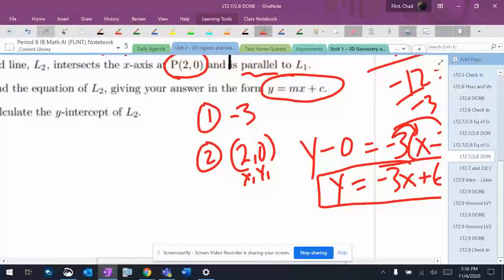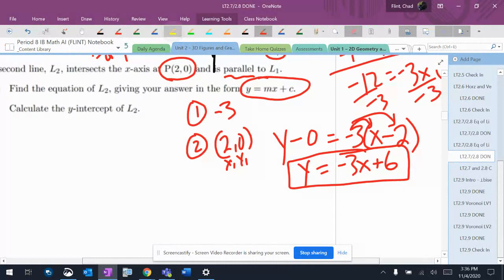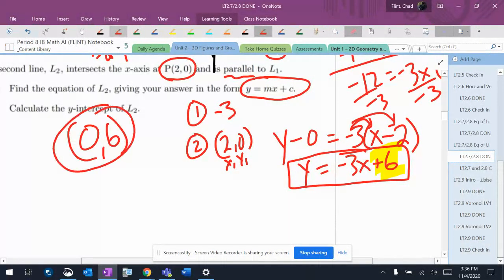Then it says calculate the y-intercept. Well, the good thing about this form is the y-intercept is the number that you get at the end of that form. That's what the c is. So the y-intercept has a y coordinate of 6, and the x is going to be 0. Again, you could put that in the calculator if you wanted to and find it that way. But any y-intercept has an x coordinate of 0 no matter what.